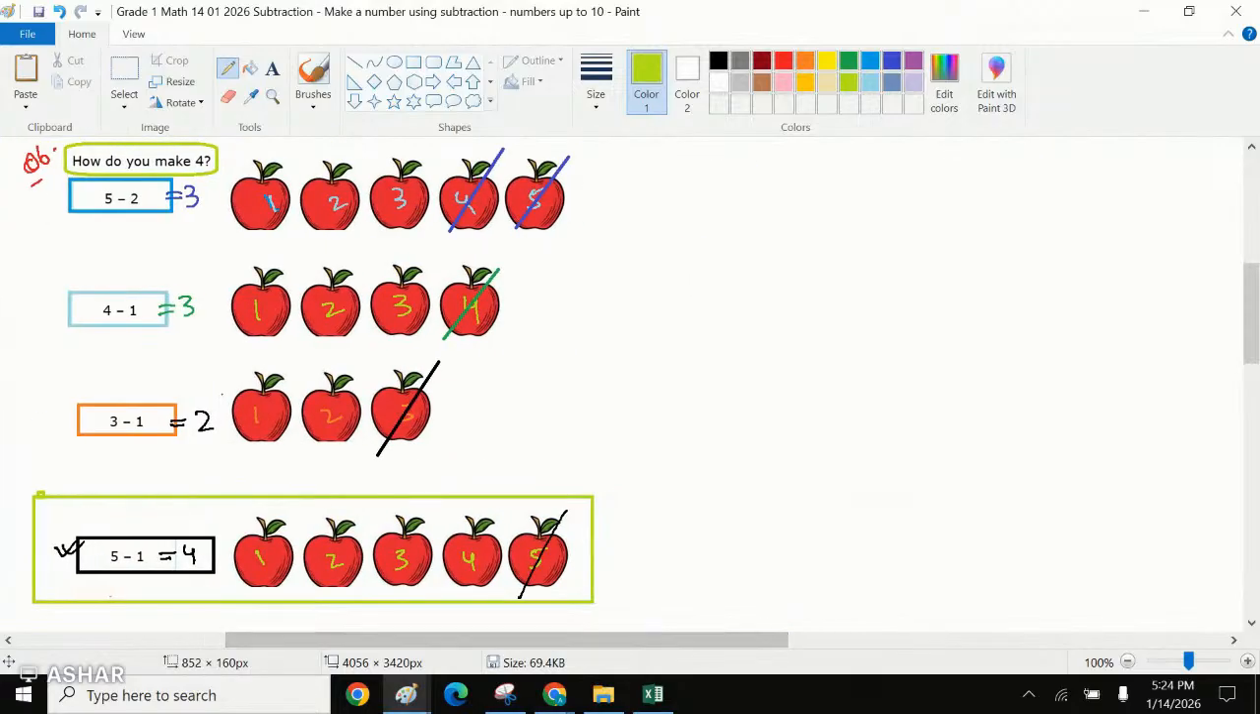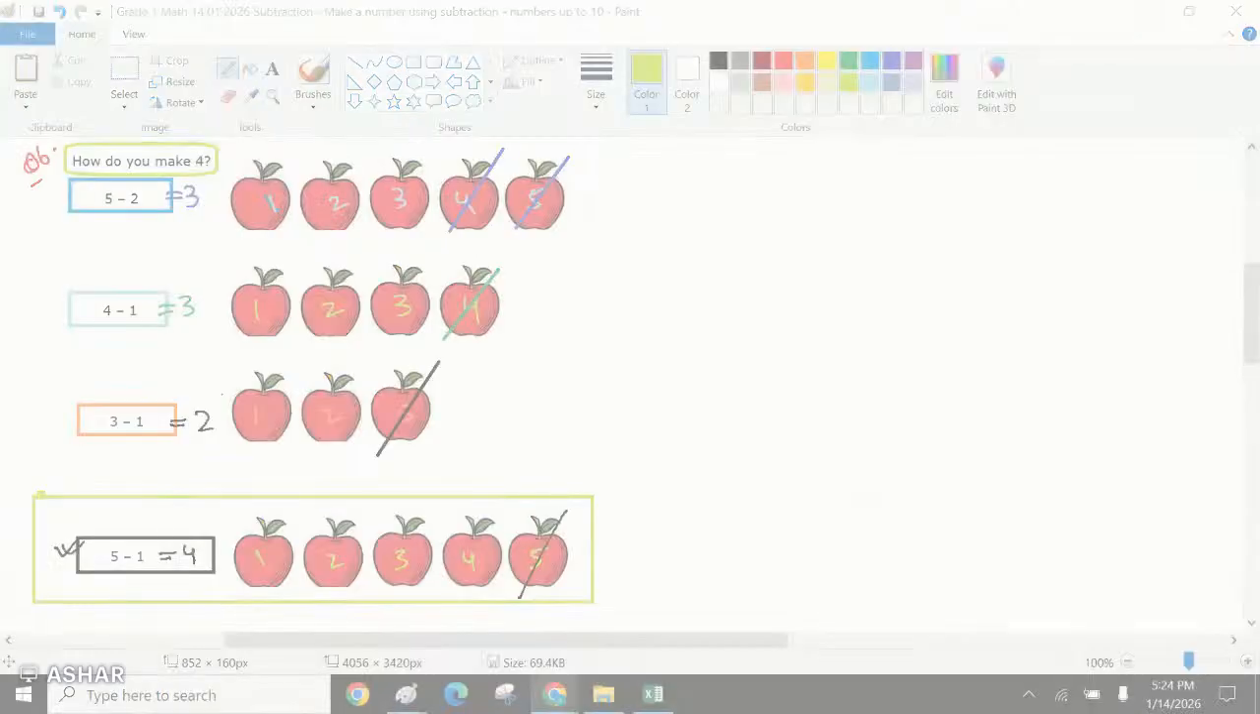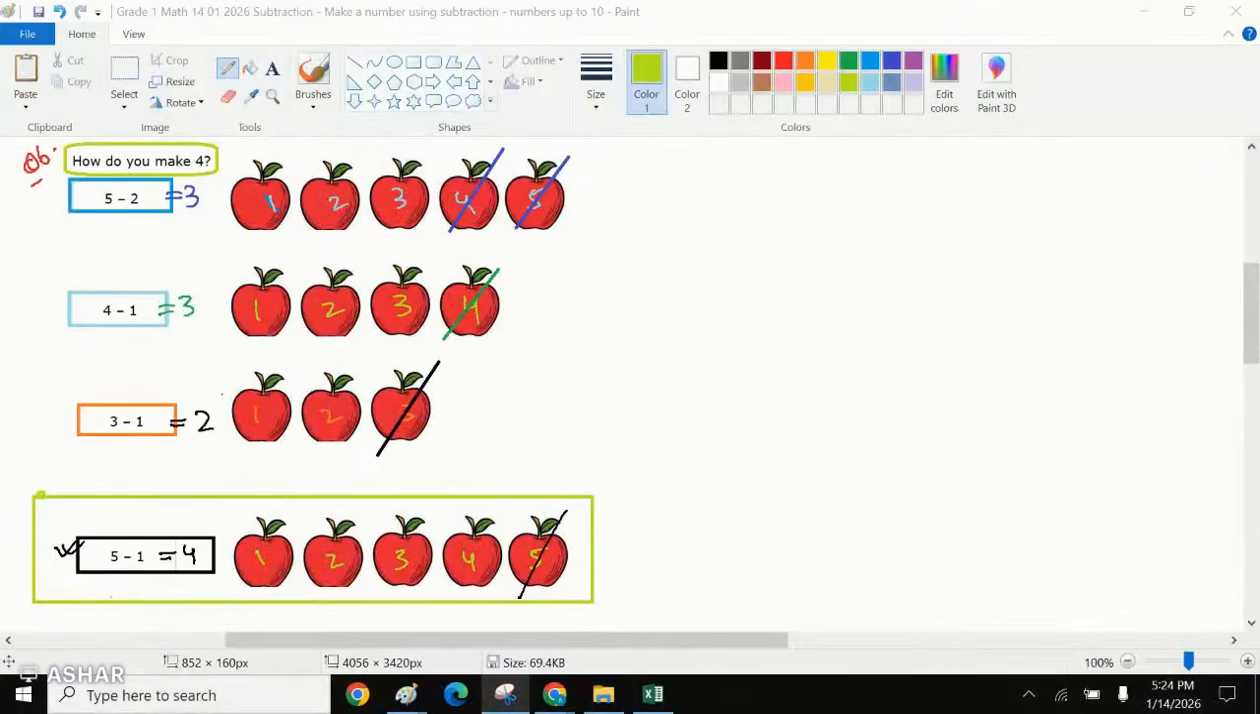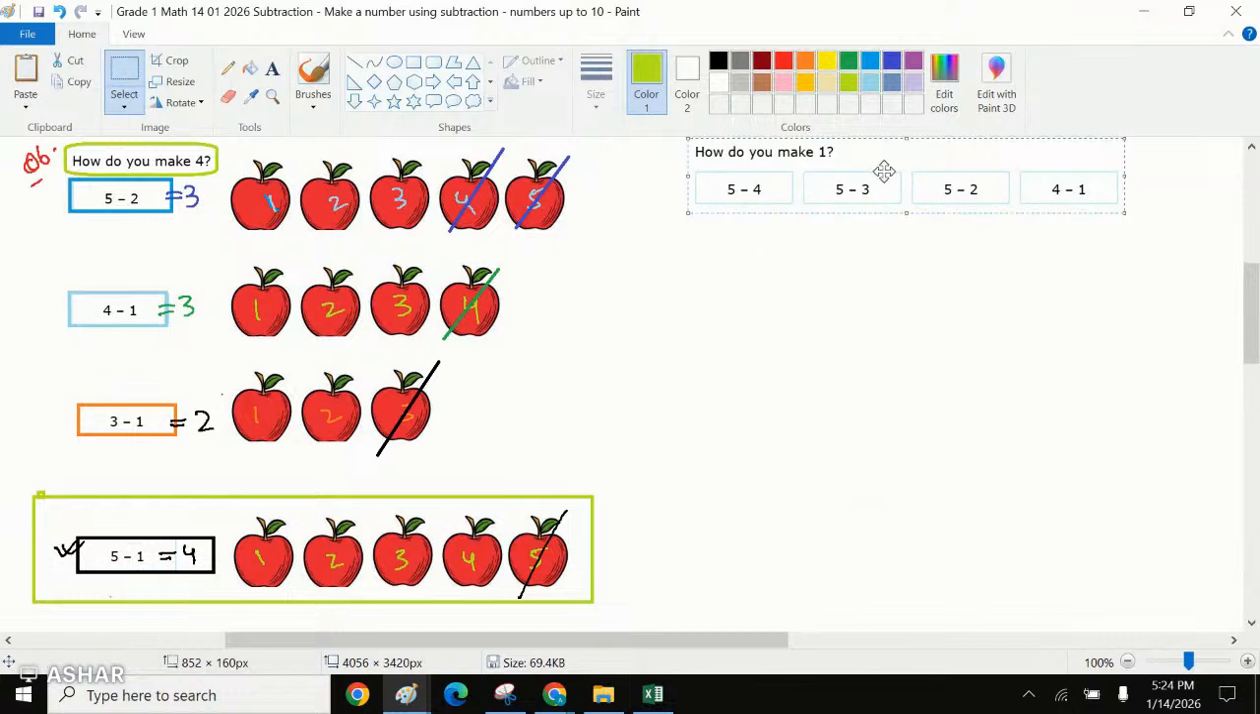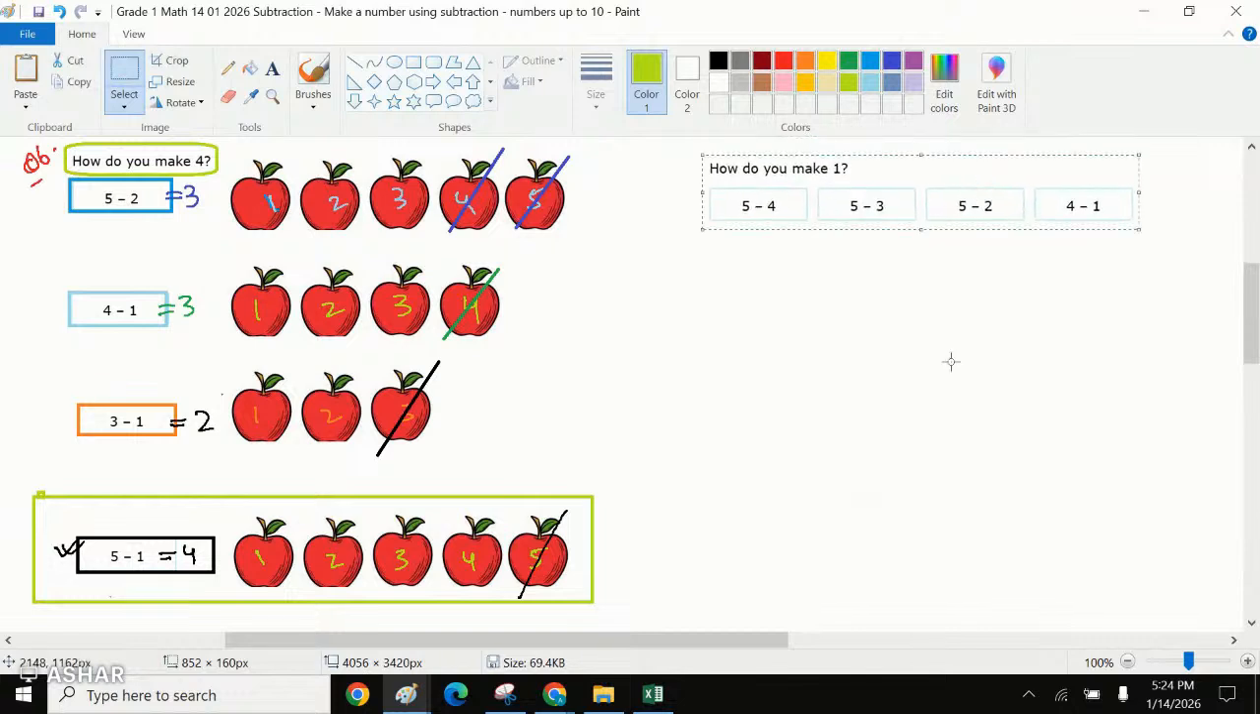Okay, let's say we change the question a little bit. For the next question, I'll just make some changes. We will say we pick the correct answer or match the correct answers. Let's change the way we are doing a question. If we have the next question, I would say match the correct answer. Okay, how do you make one? Let's match the correct answers.